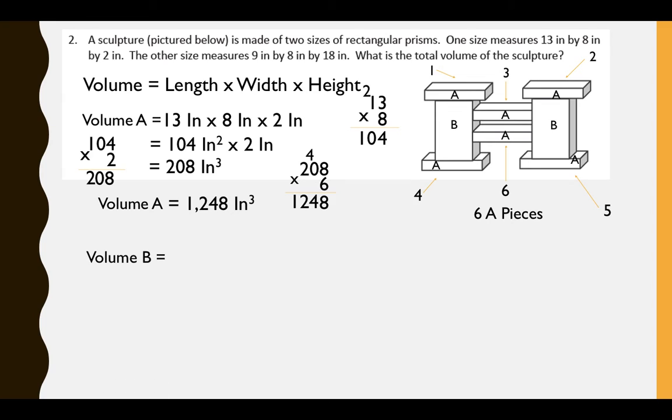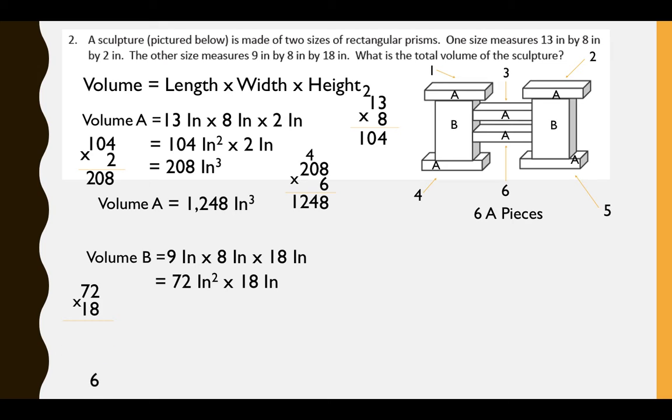Now I'm going to go ahead and find the volume of figure B using that same formula of length times width times height. I'm going to plug in my measurements of 9 inches by 8 inches by 18 inches. Like I said, I'm going to find the area first. And I know that 9 times 8 is 72. So my area is going to be 72 inches squared. And then I only have to multiply that by my height of 18 inches.